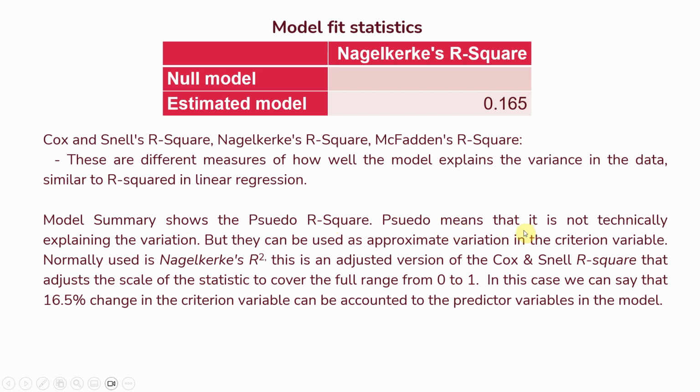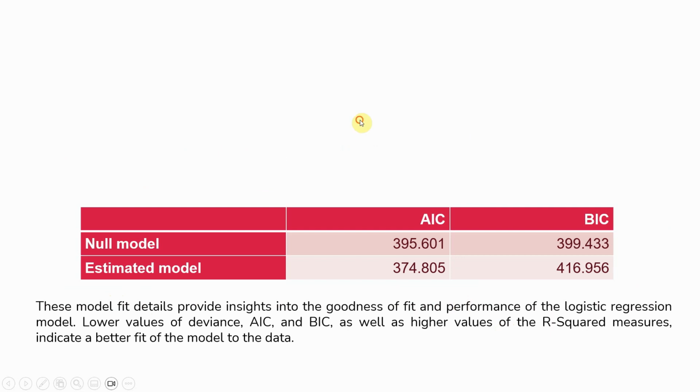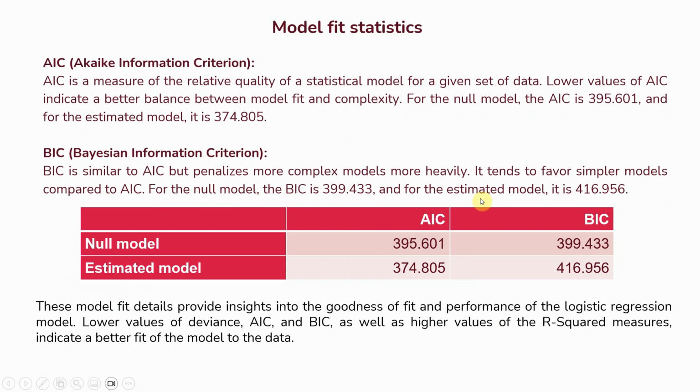Now, pseudo means that it is not technically explaining the variation, but they can be used as approximate variation in the criterion variable. Normally, we use the Nagelkerke R-square. This is an adjusted version of Cox and Snell R-square that adjusts the scale of the statistic to cover the full range from 0 to 1. In this case, the value is 0.165. If you convert it into percentages, it would be 16.5% change in the criterion variable can be accounted for by the predictors in the model.